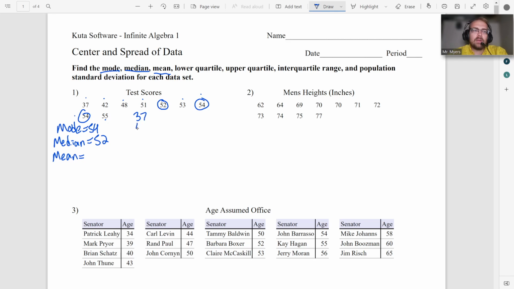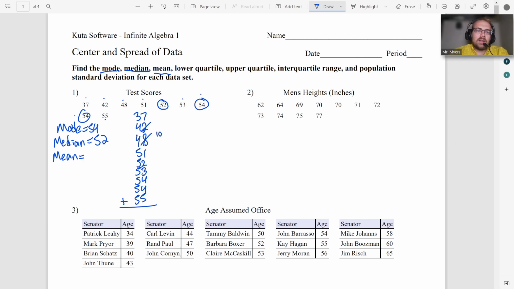37, 42. If you're doing it by hand, you want to put them vertically. It's just going to be a little easier that way, I think. 51, 52, 53, 54, 54 again, and 55. Okay, so how I like to add these, if you're having to do it by hand, is you list them all like this, and then just make groups of 10, basically. So boom, boom, there's 10.